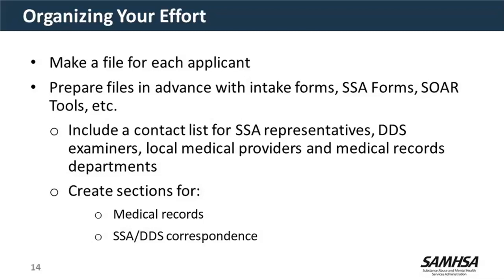So that would be the 3373, the adult function report, the 3369, which is the work history report, any other documents that DDS requires, such as the headache form, the seizure form, drug and alcohol questionnaire, whatever applies. That's also the section where we put a copy of our assigned MSR.